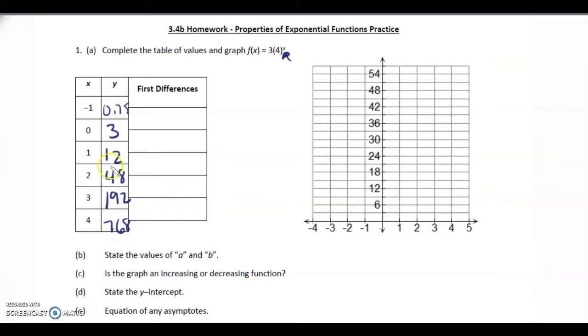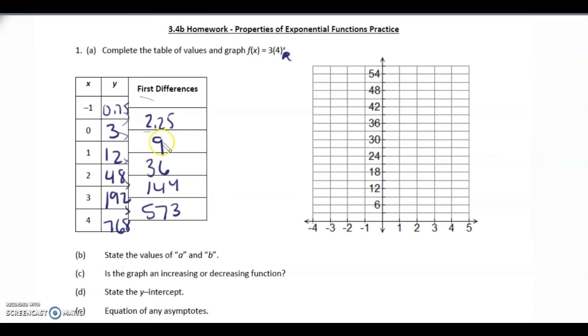When we take a look at this, what would be the first differences? We would go up here and subtract these. So 768 minus 192, I would get 576. And 192 minus 48, I'd get 144. 48 minus 12, I get 36. And then 12 minus 3, I get 9. And 3 minus 0.75, I get 2.25.